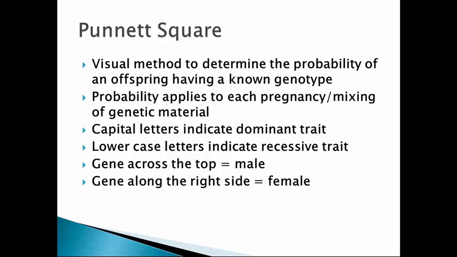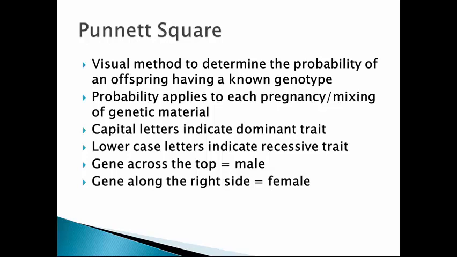So how do we sort this out? Well, that's where a Punnett square comes in. A Punnett square, and your textbook goes through this as well, is a visual method to determine the probability of an offspring having a known genotype. And you have to have a known genotype for this to work. So that's how you use that autosomal and recessive genetic information. And again, the probability, because this is all about probability, applies to each pregnancy because that's where you have the mixing of the genetic material. Each pregnancy stands alone in terms of probability of risk.